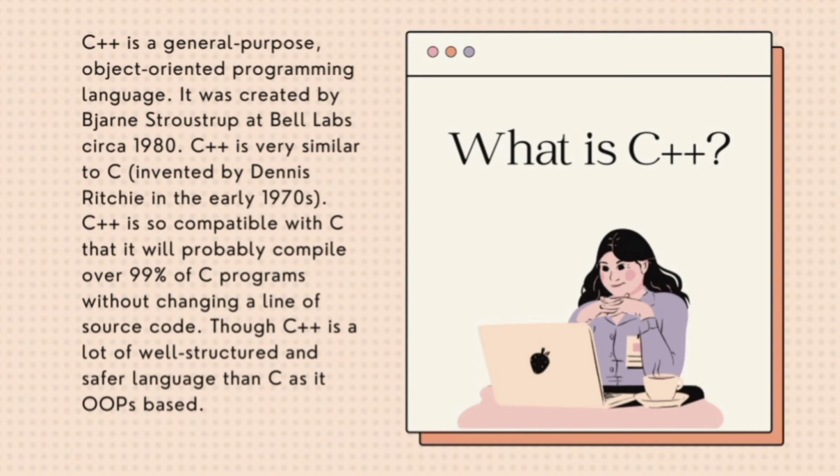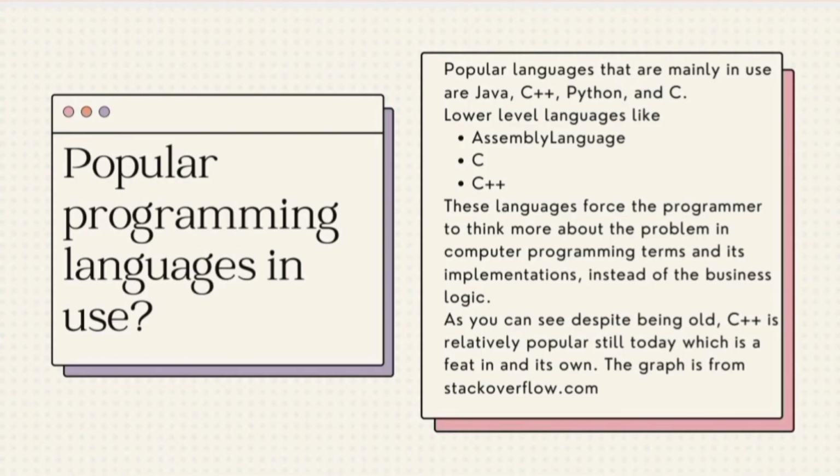C++ is so compatible with C that it will probably compile over 99% of C programs without changing a line of source code. Though C++ is a much better-structured and safer language than C as it is OOP-based. Popular programming languages in use. Popular languages that are mainly in use are Java, C++, Python, and C.